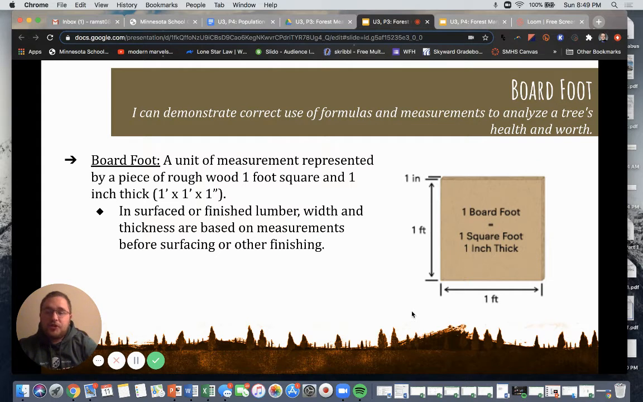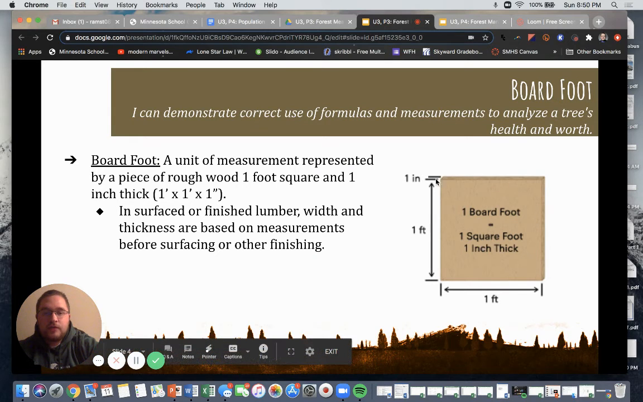So first, you probably should know what a board foot is. A board foot is a unit of measurement represented by a piece of wood 1 square foot and 1 inch thick. So that's 1 foot by 1 foot by 1 inch. In surfaced or finished lumber, width and thickness are based on measurements before surfacing or other finishing. So the diagram over to the right shows 1 foot by 1 foot, 1 inch thick.